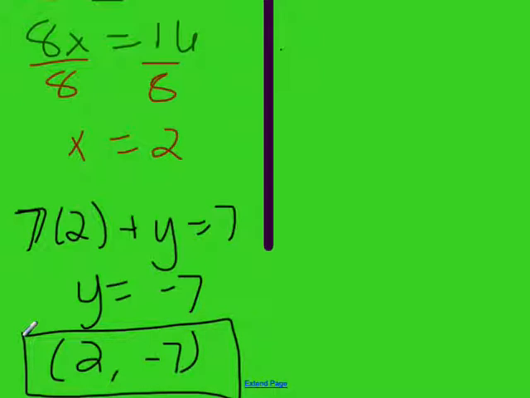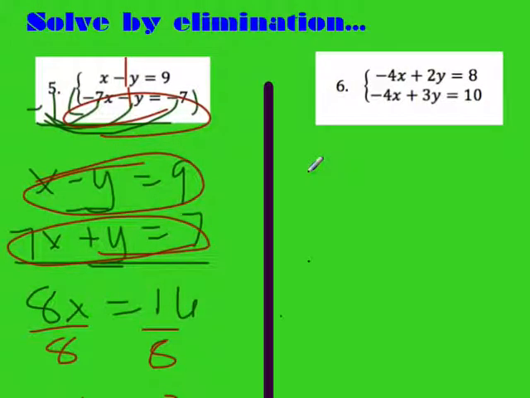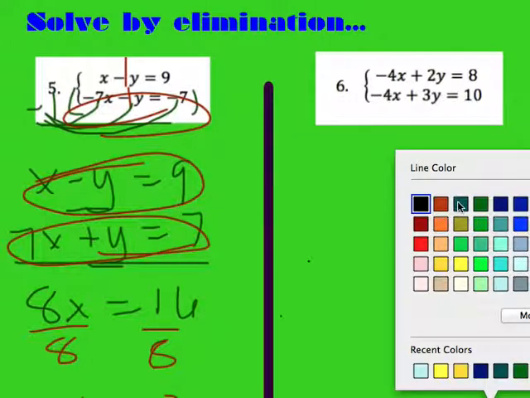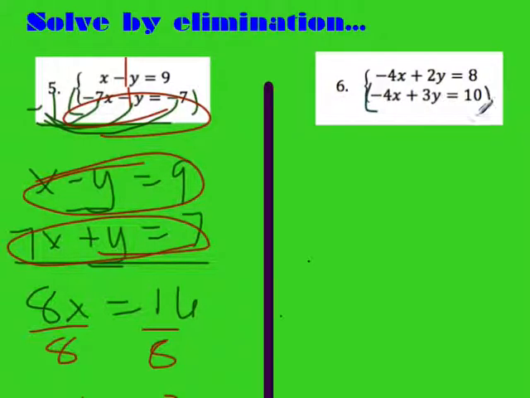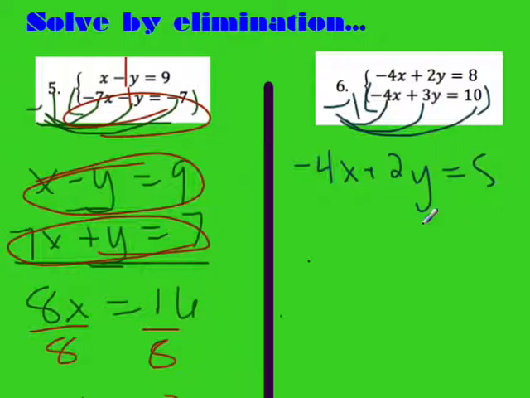Next, let's take a look at number 6. So I noticed on number 6 that x's both have a -4, but they're not opposite. So we have to make them opposite. So what I'm going to do is I'm going to multiply the second one by a -1. You could multiply the first one by a -1 if you wanted to. So now we're going to distribute that in. So then that top equation is going to stay the same. That bottom equation, everything is going to change signs, including that 10 on the equal side, which is going to become negative.